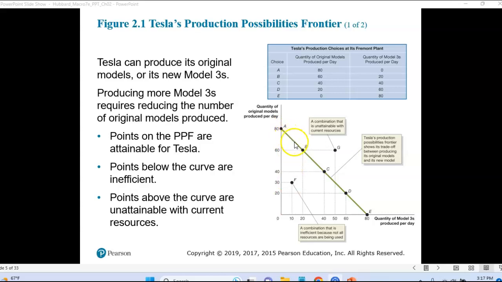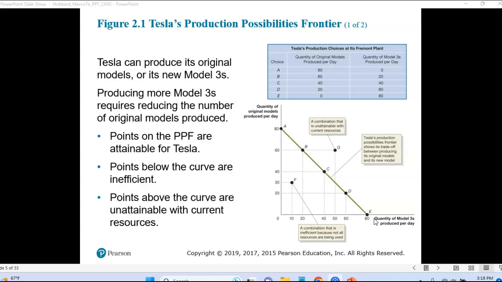This line right here, the line A, B, C, D, and E, is looking at our maximum efficiency utilizing all of our resources. So if I own a factory and I'm trying to figure out where the best place to produce is, you want to produce using all of your resources. Now society dictates where we're going to produce on that line.